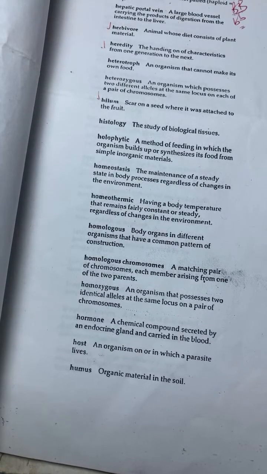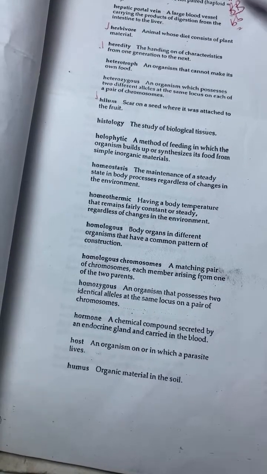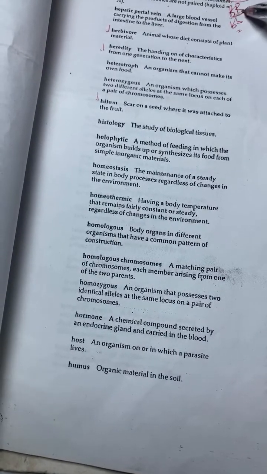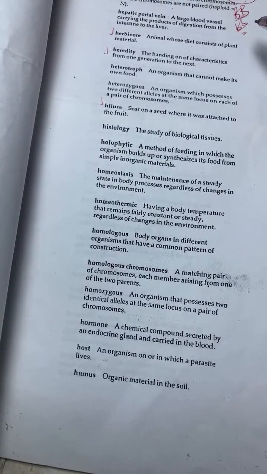Now we have homozygous. I've explained heterozygous. Homozygous is an organism that possesses two identical alleles at the same locus on a pair of chromosomes. Just as I explained here, I told you that this is homozygous. This is also what? Homozygous. I hope you guys are following.